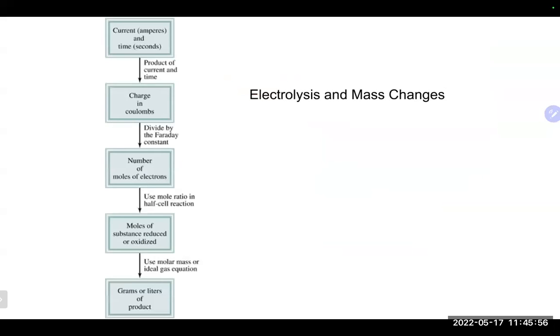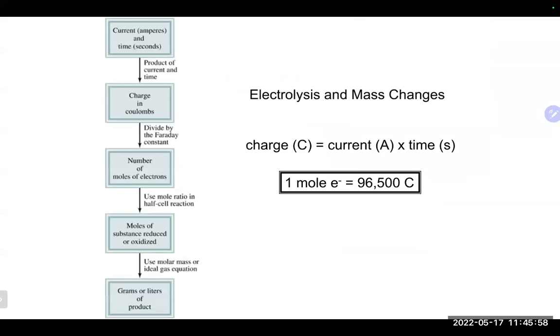So let's talk a little bit about electrolysis problems and how we go about it. A lot of times in an electrolysis problem, they will tell you how long you're running the cell for, and at what amperage you are running the cell. And this relationship here, that a coulomb is equal to an amperage times a second, is good because an amperage is a coulomb per second.